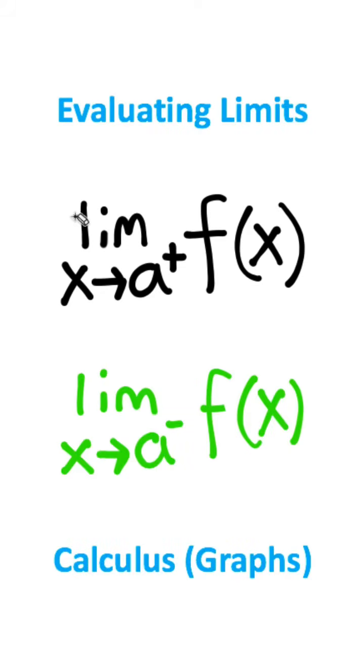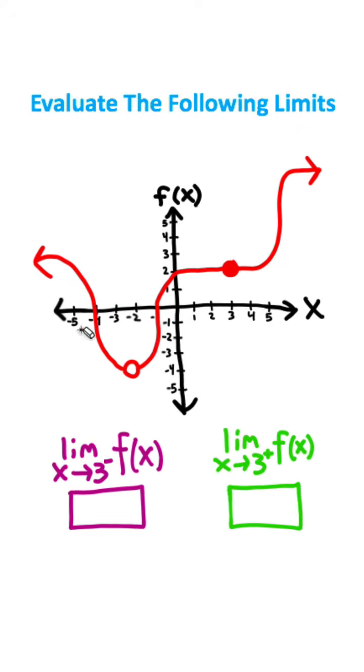So let's talk about evaluating limits graphically. We have this graph here that has this random curve, and we have these two limits defined down here. Now I want you to notice something. Both these limits are approaching 3. So what we're going to do is look for positive 3 on our x-axis, and that's the point we're going to be focusing on. Now, I want you to look at this limit right here.